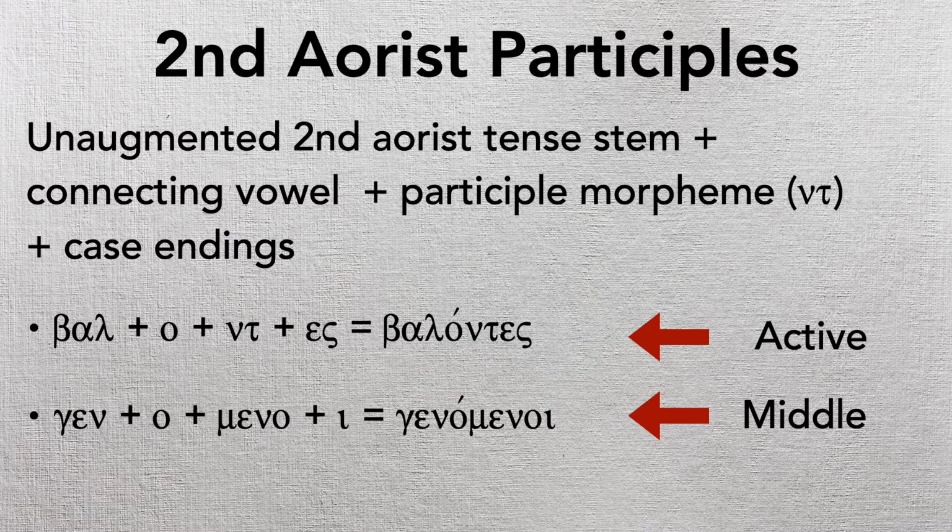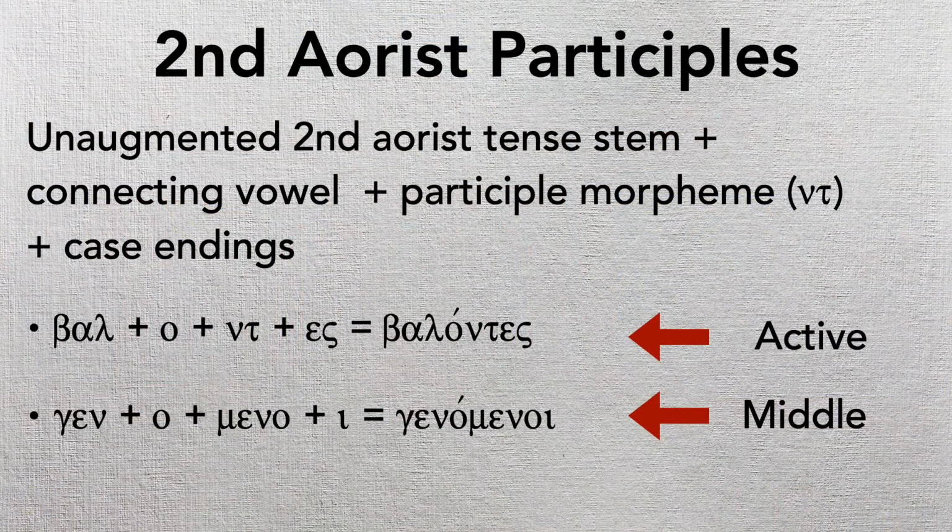Could you recognize that as a second aorist participle? We've got that different stem, we've got the participle morpheme, we've got case endings, right? This is the same trick every time. It's just there's these couple little nuances to tell the difference in the tenses slash the aspects, right? For middle, we've got gen there for genomai, which is our changed stem. We've got mena for the middle, and then our ending. So we get genomenoi, okay?